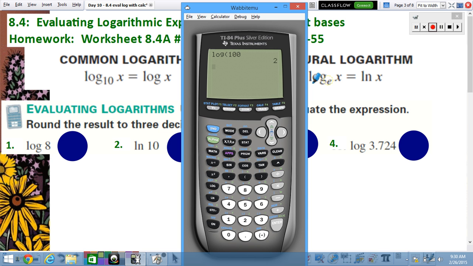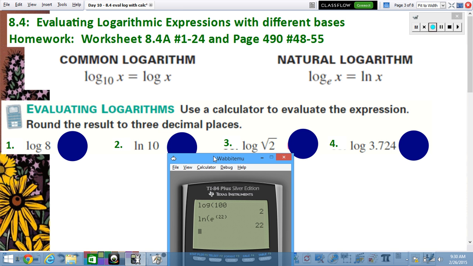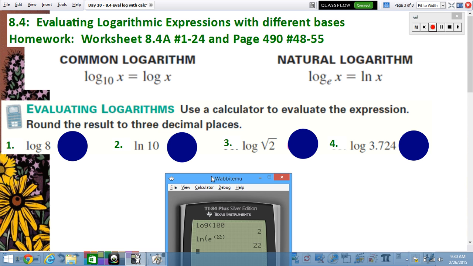So log base e is actually going to be the ln button. So, for example, if we did ln of e squared, we would get 2. Because e raised to what power gives us e squared? 2. So what I want everyone to do is just grab your calculator and literally use the log and the ln buttons to try these 4 problems.